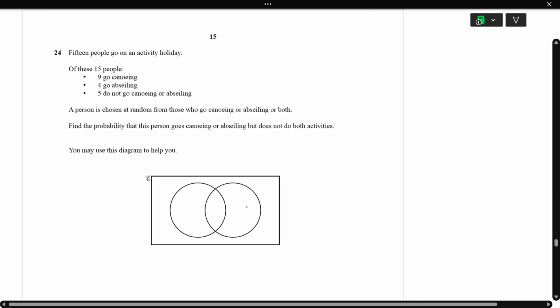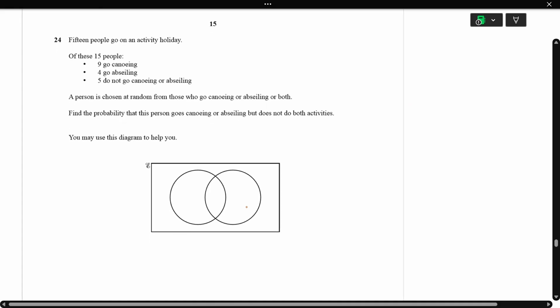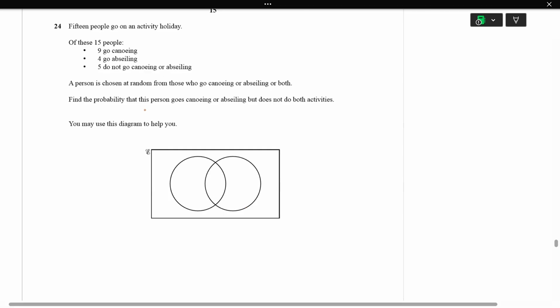The next question: 15 people go on an activity holiday. Of these 15 people, 9 go canoeing and 4 go abseiling. 5 do not go canoeing, so 5 is going to be here outside. Here I'm taking A here, and C here. How many go to both?